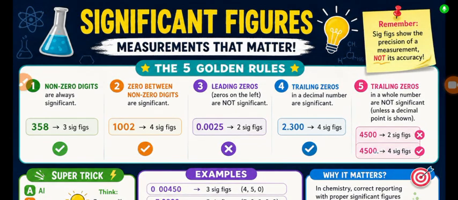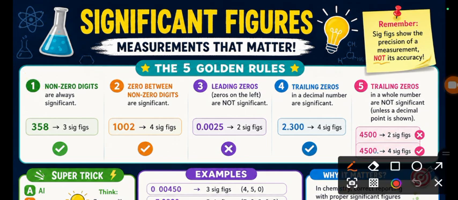In this video, I am going to share an easy trick to remember significant figures for first PUC or 11th CBSE chemistry. So first of all, significant figures are the measurements that matter. And there are 5 golden rules to remember significant figures. First rule says that non-zero digits are always significant.